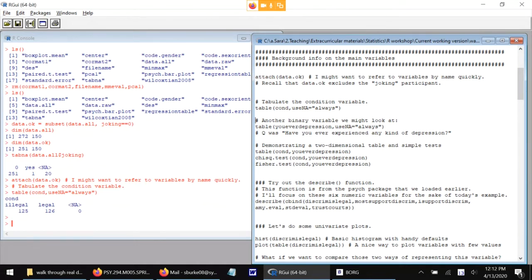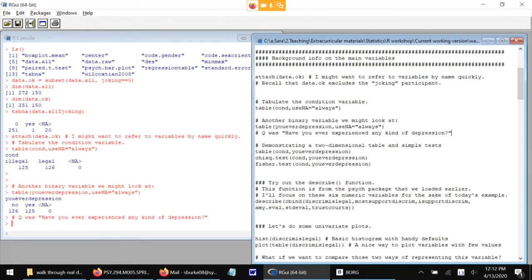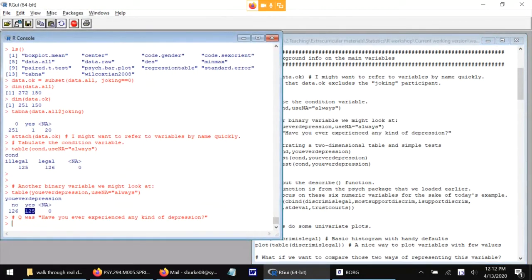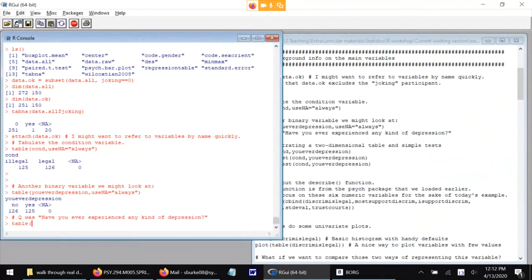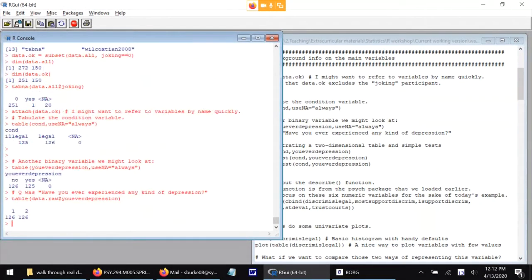I might also be interested in this "ever depression" variable, which I have a quotation from the survey here. The exact question text was, "Have you ever experienced any kind of depression?" The answer here is that 125 people said yes. I don't remember it being that many. No, it's right. That's in the raw data.